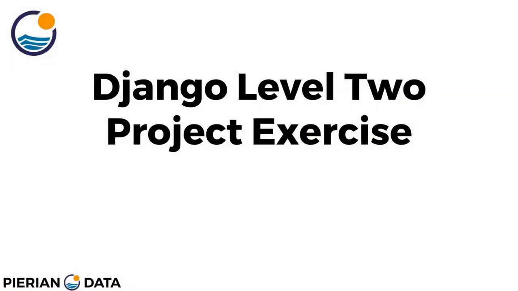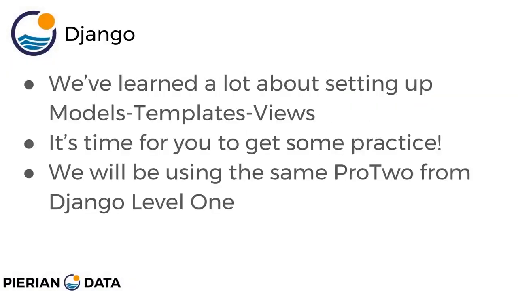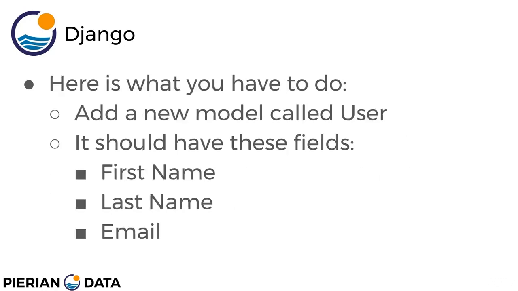And welcome to Django Level 2 Project Exercise. We've learned a lot about setting up models, templates, and views, and it's time for you to get some practice. We're going to be using the same Pro 2 project from Django Level 1. If you don't have that, you can download it from the Django Level 1 folder notes. Or if you want, you can also start from a fresh project. It's up to you. Here's what you have to do, starting from a project with an application.